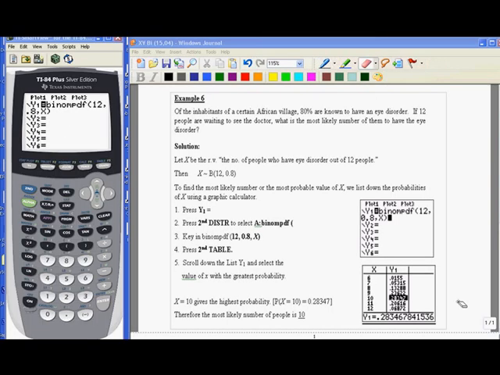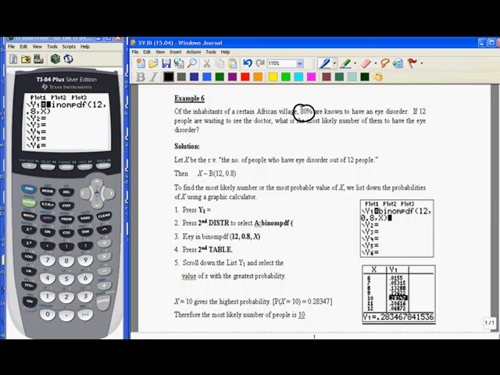Let's read the next example. Of the inhabitants of a certain African village, 80% are known to have an eye disorder. This represents p. If 12 people are waiting to see the doctor, what is the most likely number of them to have the eye disorder? So n is 12. Most likely number represents finding the mode.